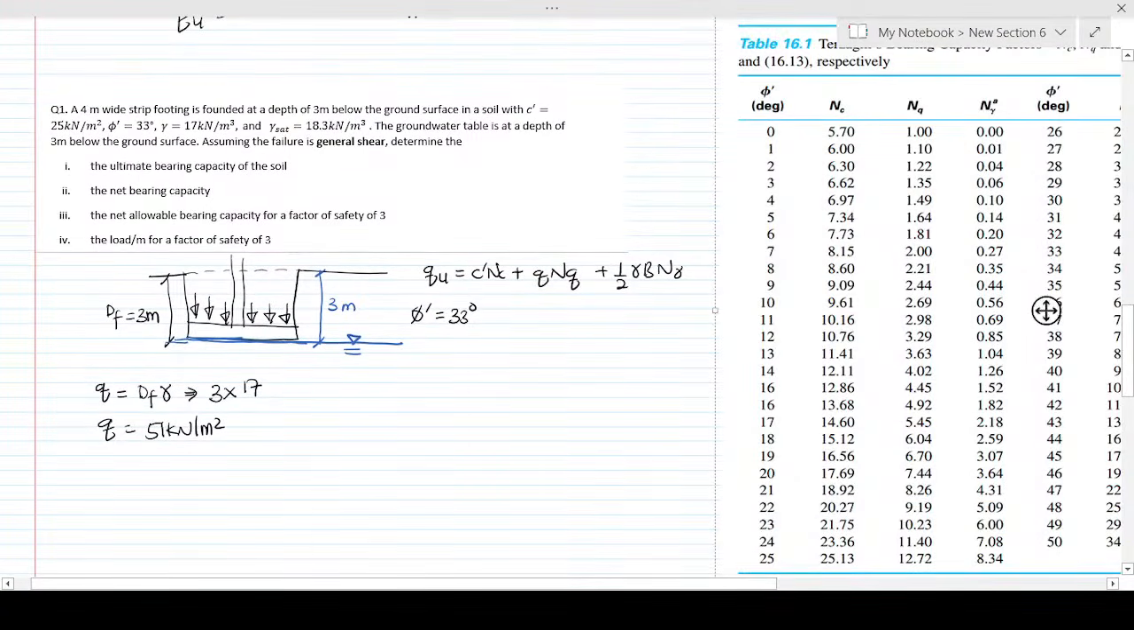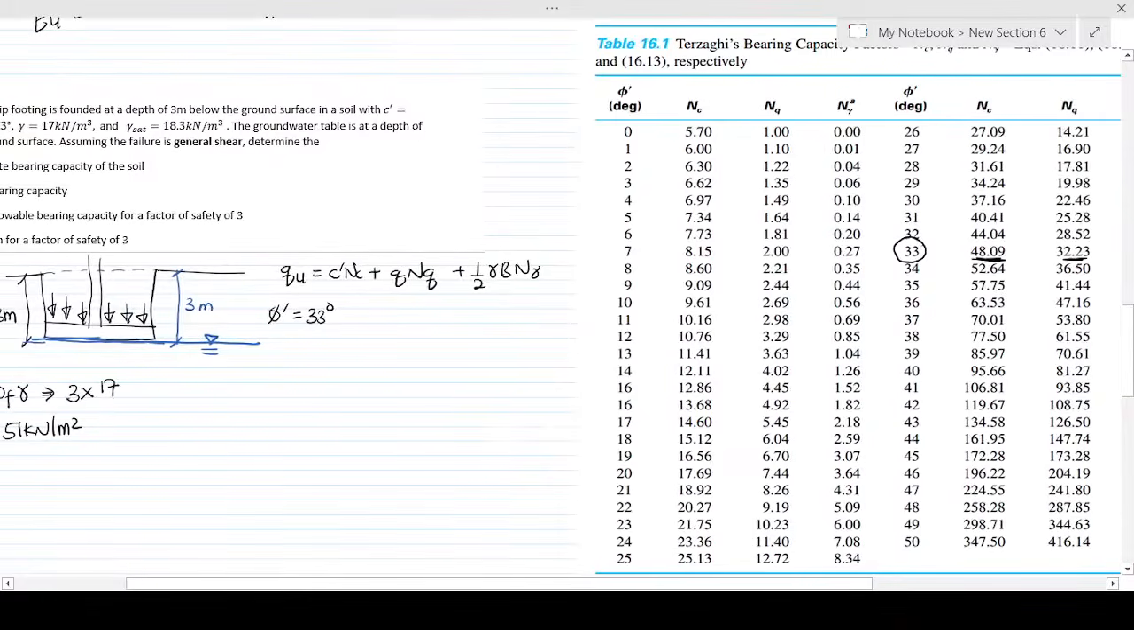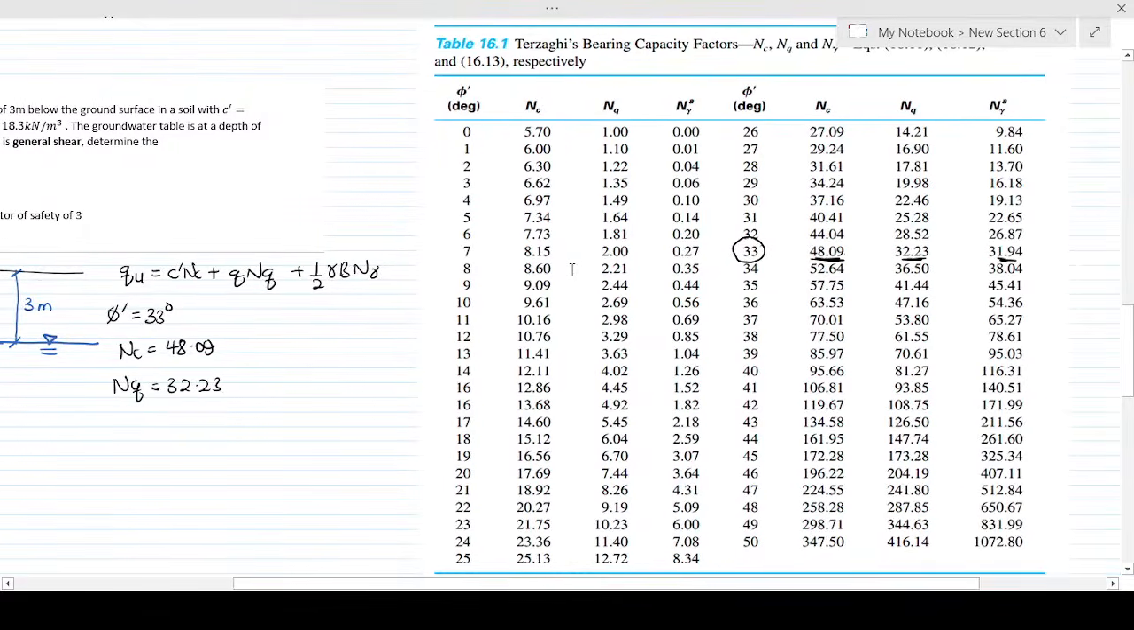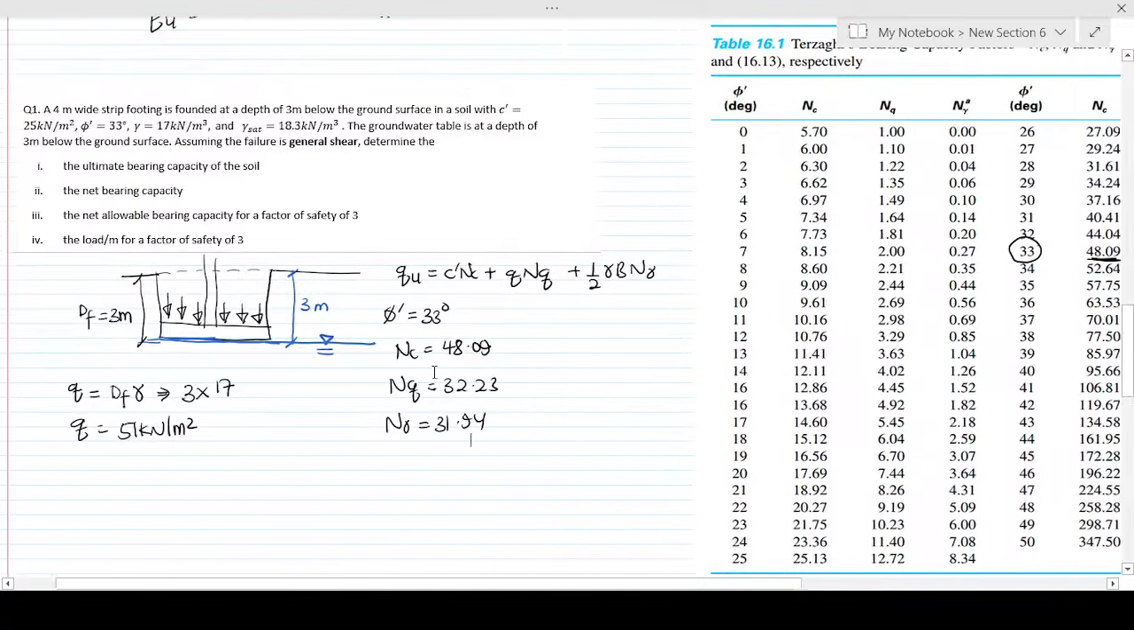So my phi is 33. Where is 33? So I need this value. I need this value. What is that? So in that case, my NC is 38.0, my NQ is 32.6, and my N gamma is 1.6. N gamma is 1.6. So I can now put it here.